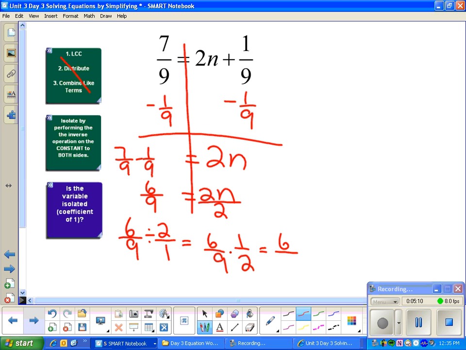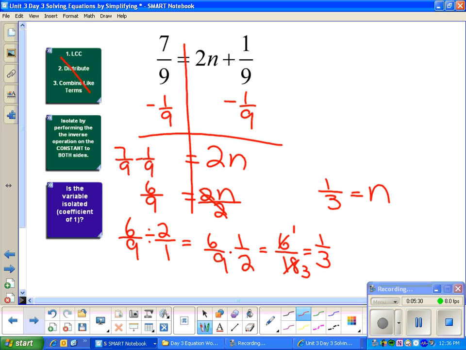I end up with 6/18, which when I simplify, 6 goes into top and bottom, becomes 1/3. Okay, it's a lot of stuff there. So that divides out. So I get 1/3 is equal to n.